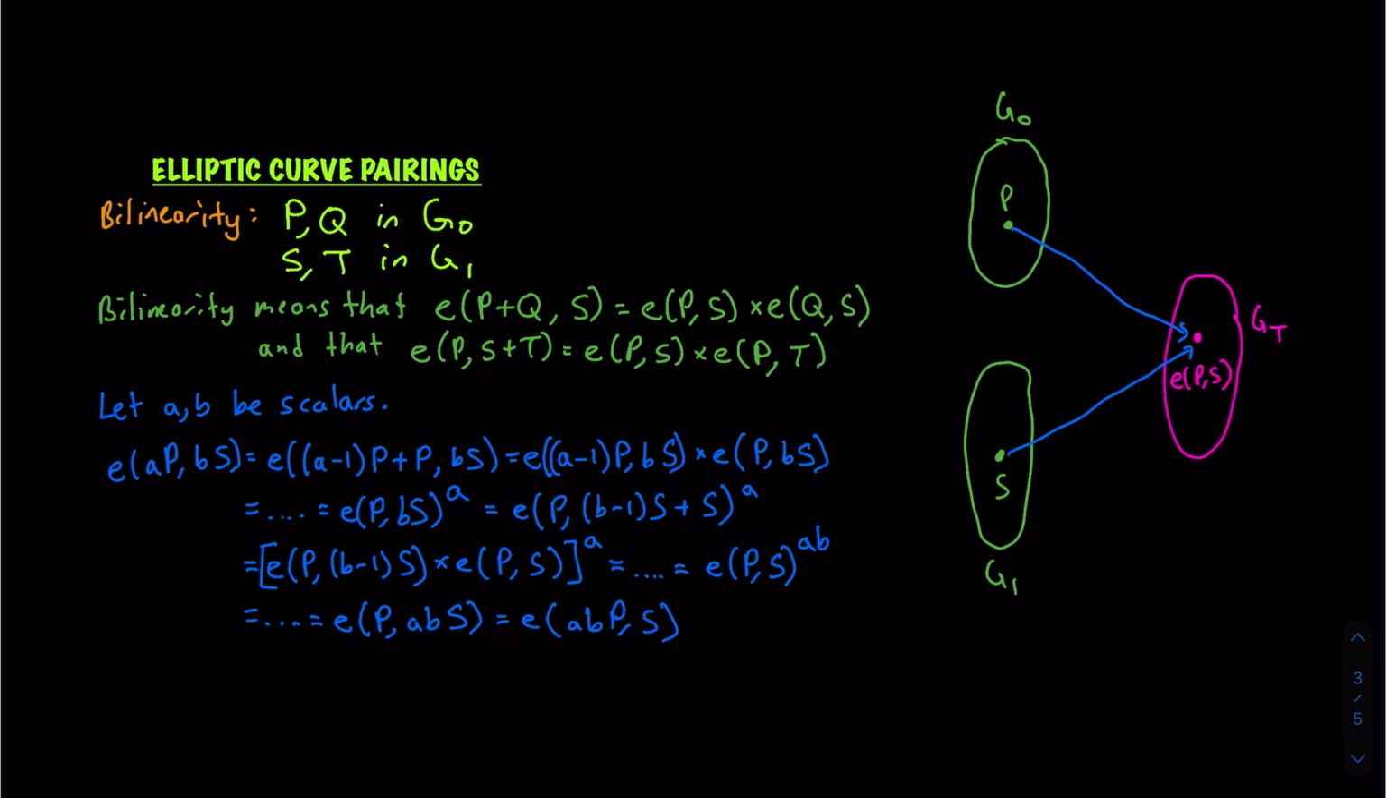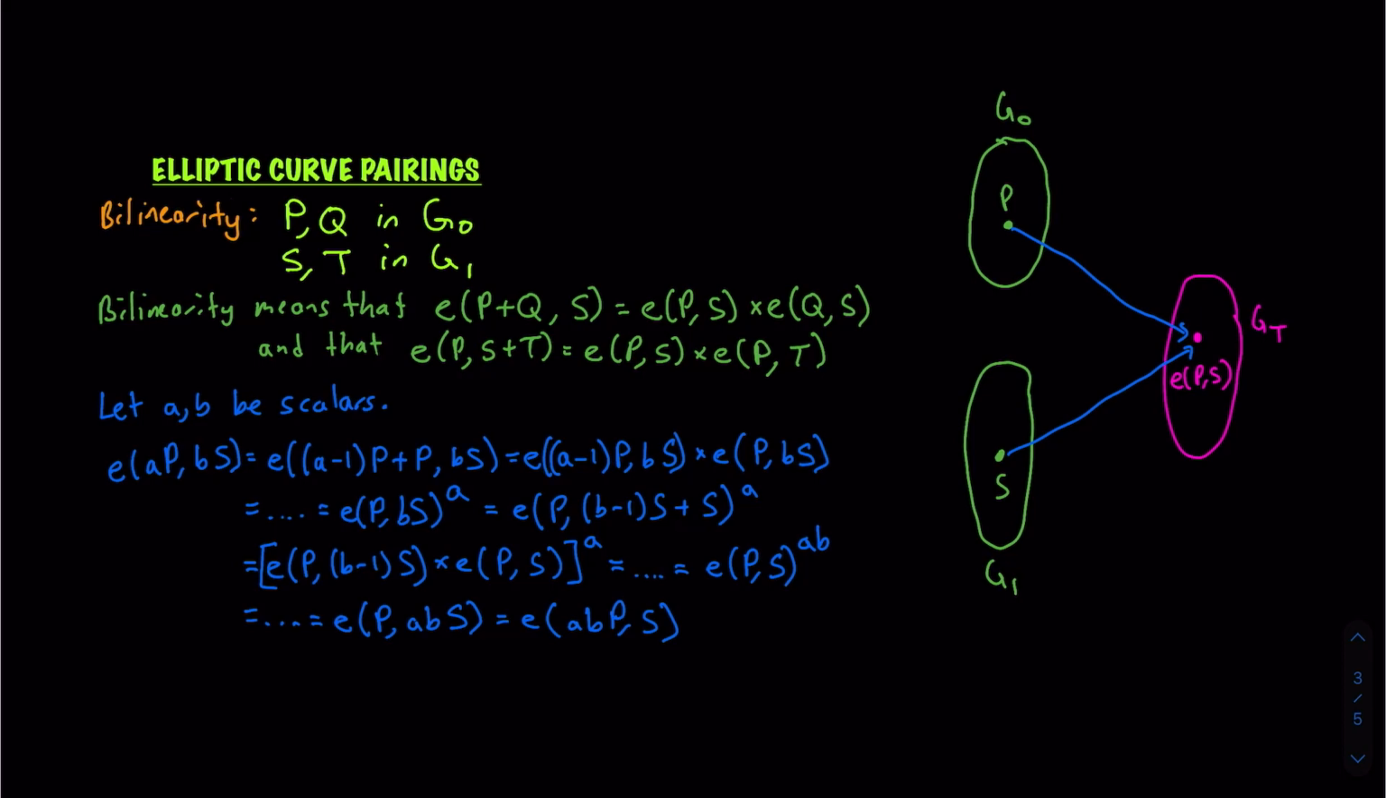Now we can work on the right side, which equals E of P comma (B minus 1) times S plus S, all to the power A, which equals E of P comma (B minus 1) times S times E of P comma S, all to the power A. And we can keep on deconstructing this, and then it eventually equals E of P comma S to the power A times B, which also equals E of P comma ABS, which also equals E of ABP comma S. And you can do the math for yourself to double check this.